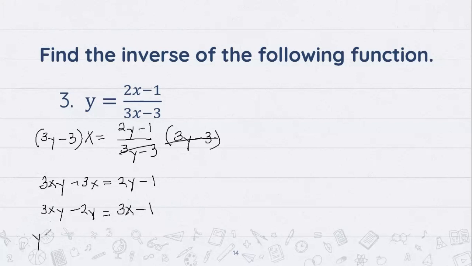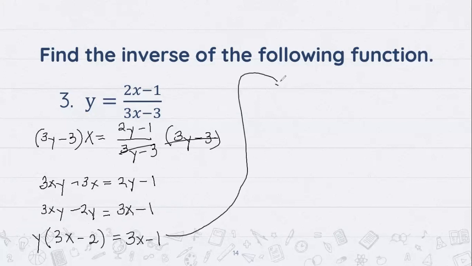So, y. Lahat sila may y. So, 3xy divided by y is 3x. Minus 2y, tanggalan natin ng y, 2 na lang. Ayan. Equals 3x minus 1. O, doon na sa kabila.